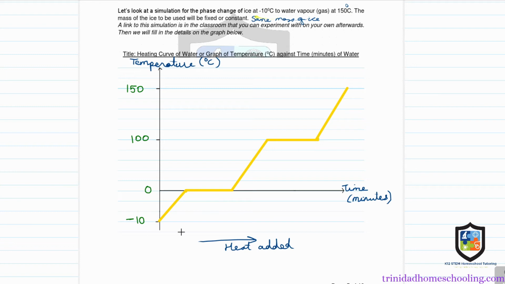Now, let's put in the other important processes here. I'm going to label this point here on the graph A, this point here B, this one C, D, E, and the top here F. And we are going to write about what is happening between each of these points on the graph. So first let's start with this part here.